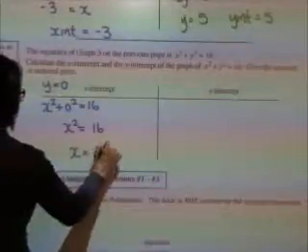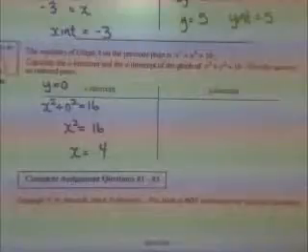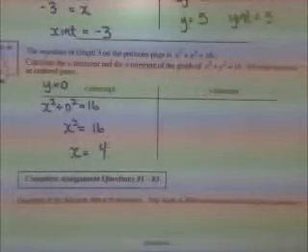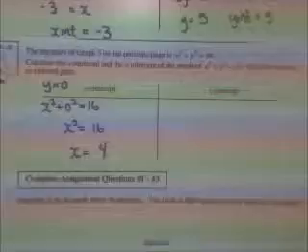And square root 16, and what do I get? 4. Okay, flip on the previous page. What were the x-intercepts? 4 and -4. So what happened? Did I do anything wrong?